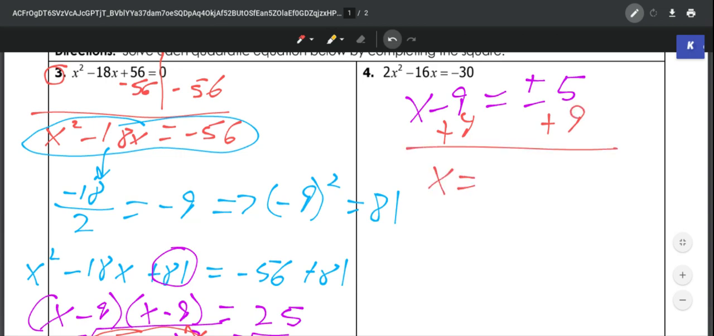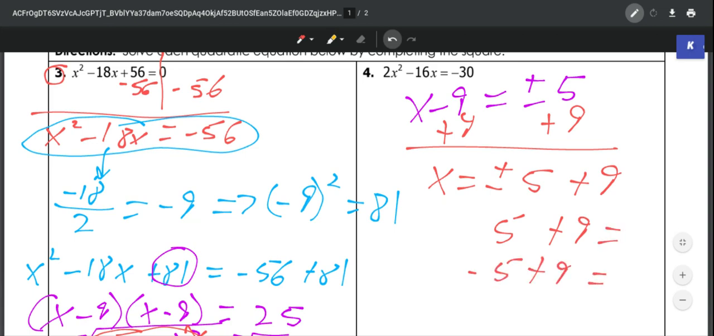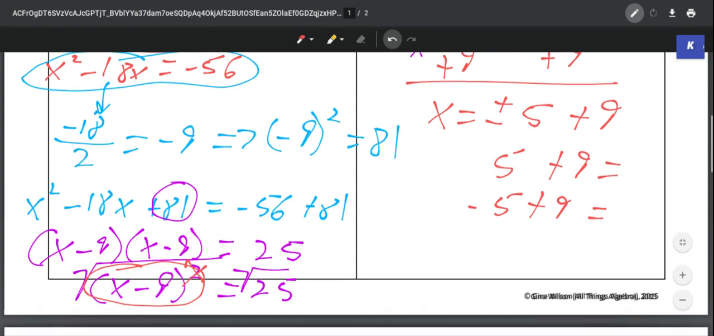So we'll end up having two cases. We'll have plus or minus 5 plus 9. So that's the same thing as saying a positive 5 plus 9 and a negative 5 plus 9. So you'll end up having two cases. One of our answers will be 14. One of our answers will be 4. So x is going to be equal to 4 and 14.